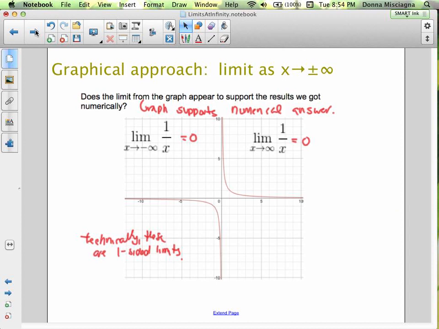And technically, by the way, when you're taking the limit as x approaches positive infinity or negative infinity, it is a one-sided limit. You can't have something that's smaller than negative infinity or greater than infinity. So it's just understood that this is going to be a one-sided limit, coming from one direction.